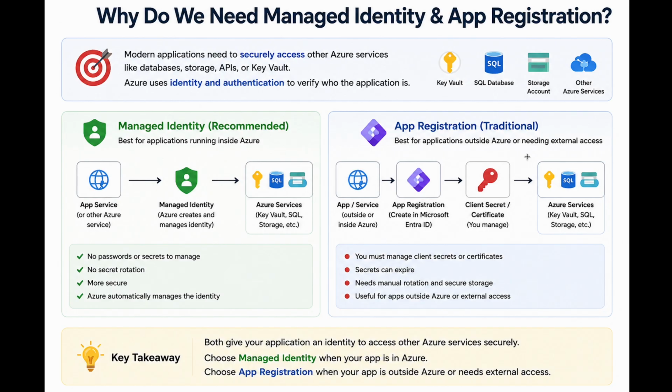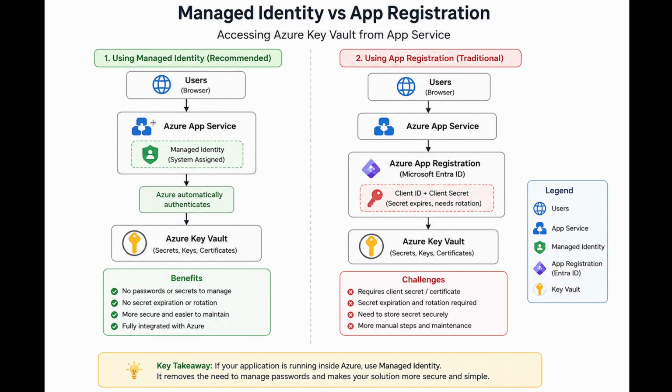App registration gives an application a digital identity using a client ID and secret that we can use to connect Azure services in the same tenant. Both managed identity and app registration help applications securely communicate with other services. The difference between them is who manages the credentials. So we'll create an app service plan, a web app, then the Azure Key Vault step by step. Let's get started and head over to the Azure portal.